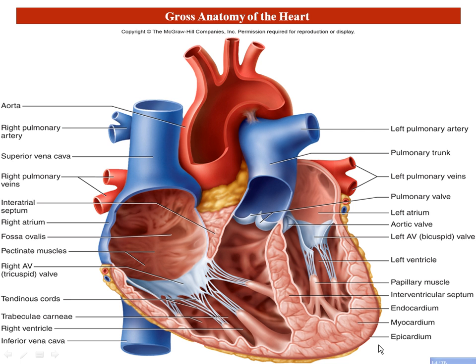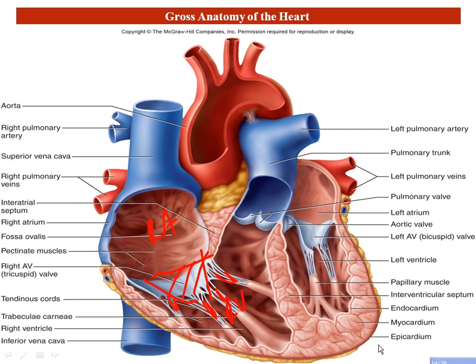So take a closer look at these valves. Once again we have the right atrium and right ventricle. In between the two we have our tricuspid valve right in this area. You can see the chordae tendineae. They anchor this valve down.